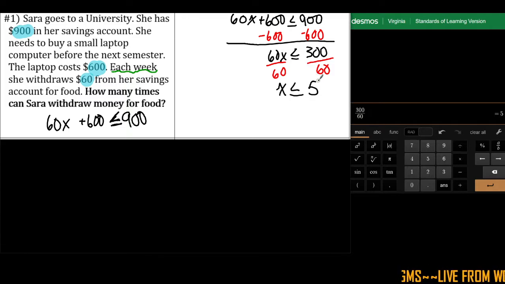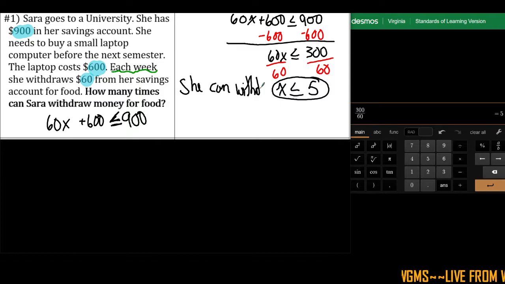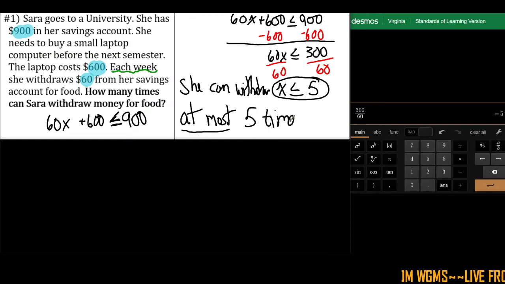So now, how do we translate that back to words? It's asking how many times can Sarah withdraw money for food. So we could say she can withdraw at most, again, that keyword at most meaning less than or equal to, 5 times. So make sure you're able to switch from the passage to an inequality and then come to a conclusion.